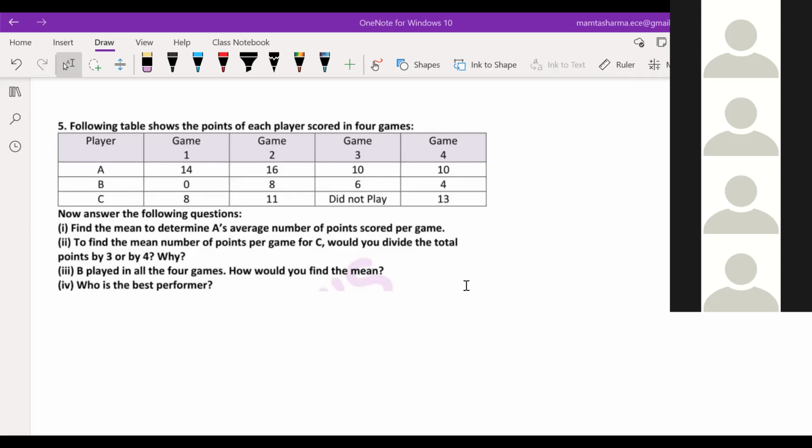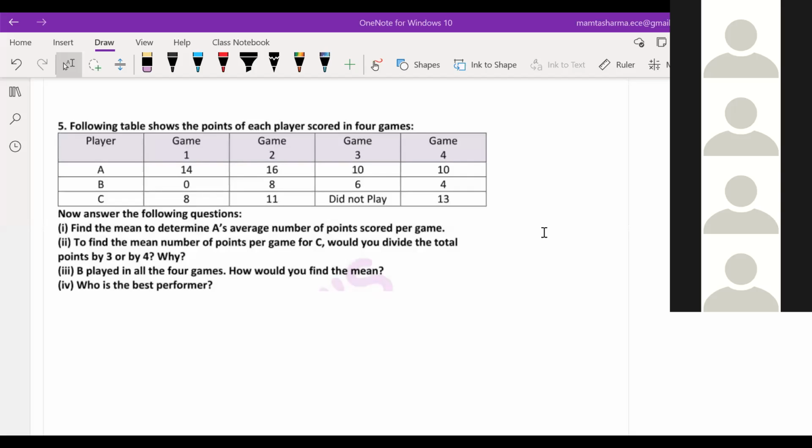Ma'am, I gave you all the answers. Okay, let me check. Who is the best performer? Yes, Harini. Harini, you are absolutely correct. Thank you, ma'am. Shiva Pranav, correct. Who is the best performer?